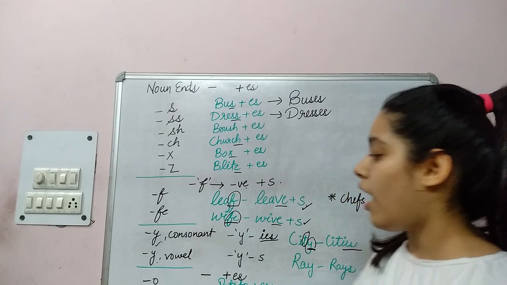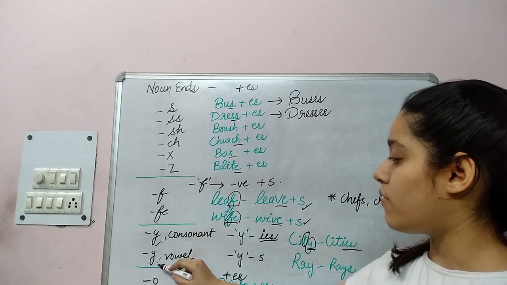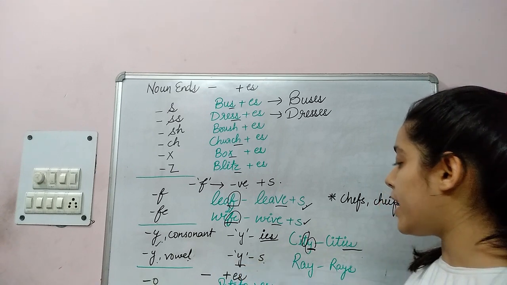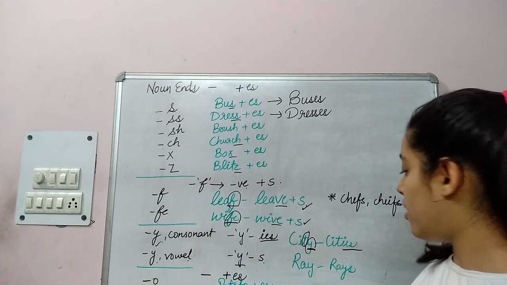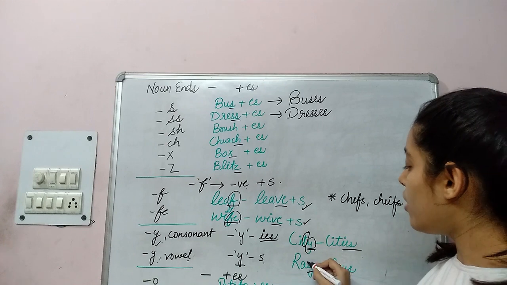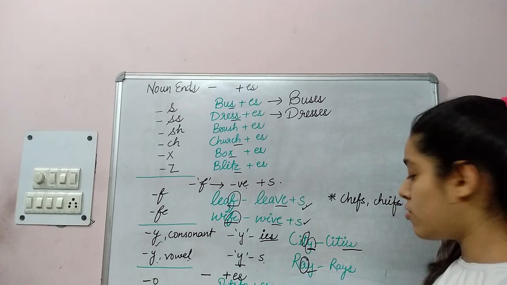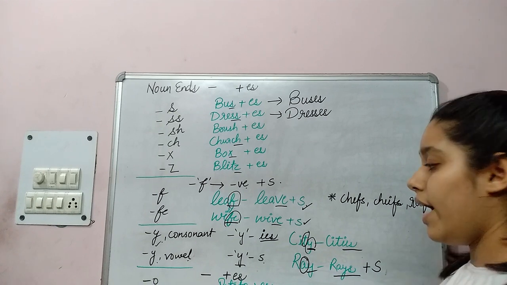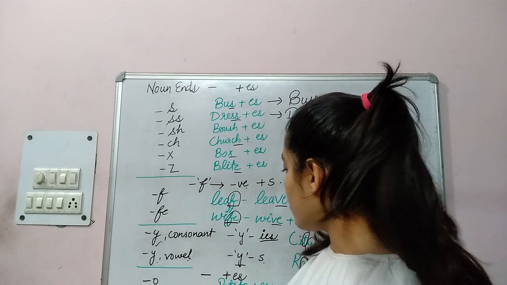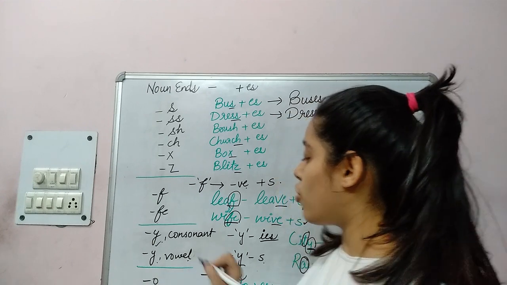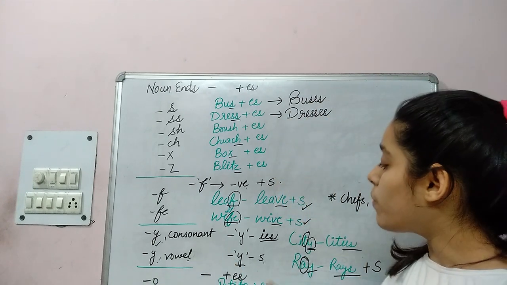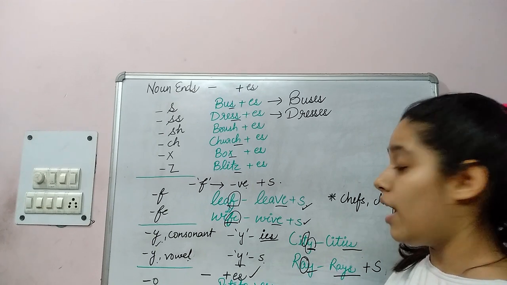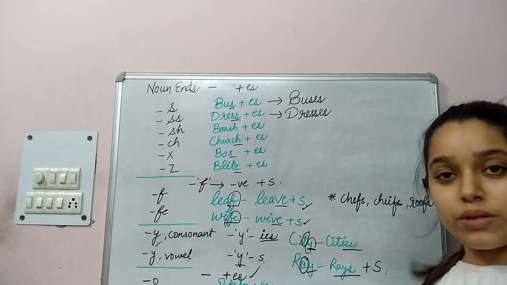Now, when we have a noun which ends in Y and has a vowel before it, this Y turns into S. For example, ray. Here the ending letter is Y. We have a vowel, so it turns into rays. That is addition of S. Now, when we have a word which ends in O, what do we do? We add an ES. That is potato plus ES, which turns into potatoes.